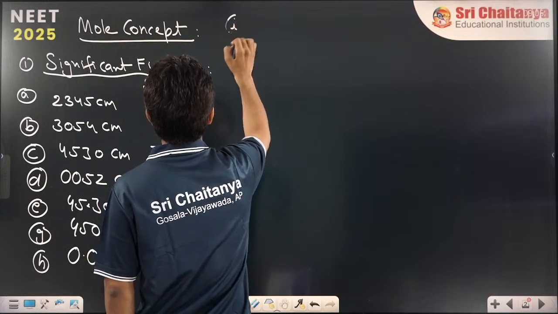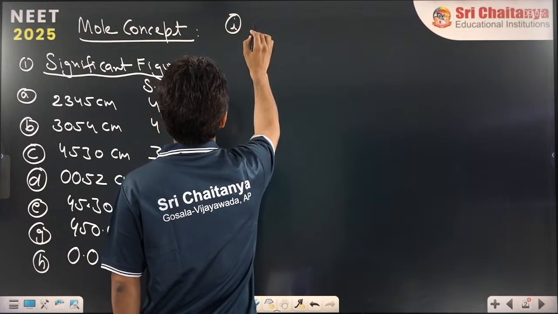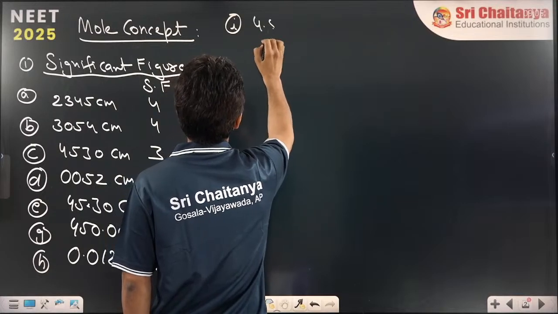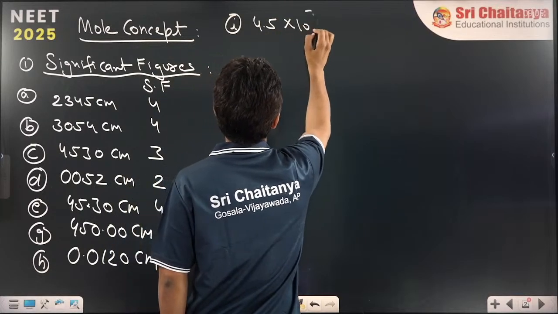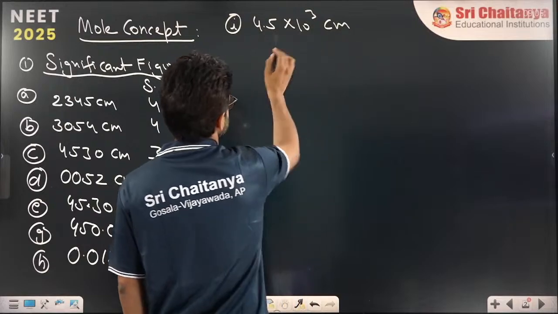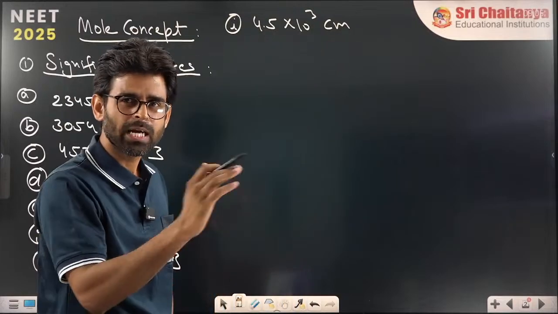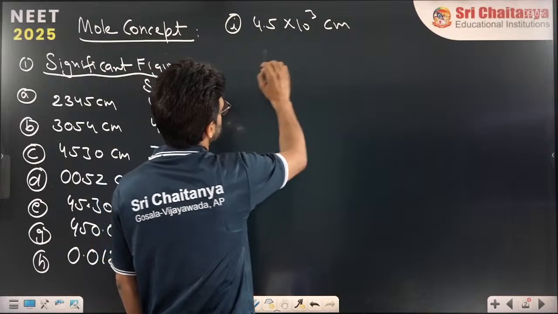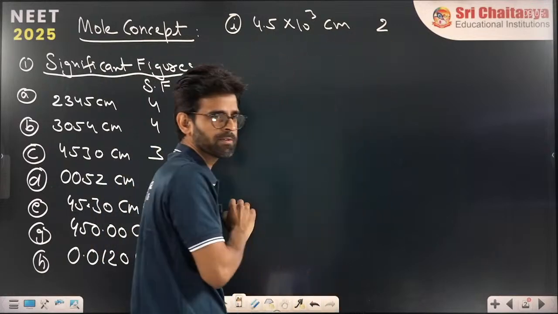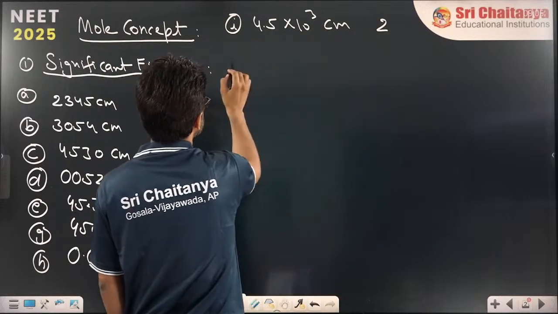Next, if I take this one, 4.5 × 10 to the power 3. Don't worry about the 10 to the power 3 part. Just look at the front part, it's 4.5. So how many here? 2 SF. Don't look at the power part, okay? It's fine.